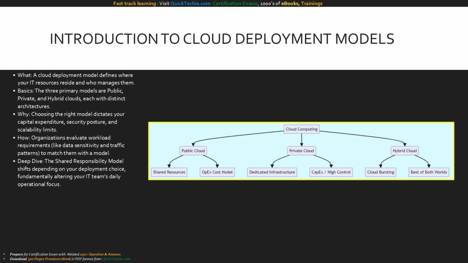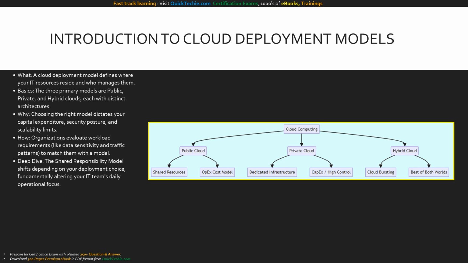Let's direct our attention to the flowchart on the screen. This diagram visually breaks down the core concept of cloud deployment models into a simple, easy-to-digest structure. At the top root node, we have the overarching concept of cloud computing. Flowing downwards, you can see it splits into three distinct paths representing our primary models: public cloud, private cloud, and hybrid cloud.